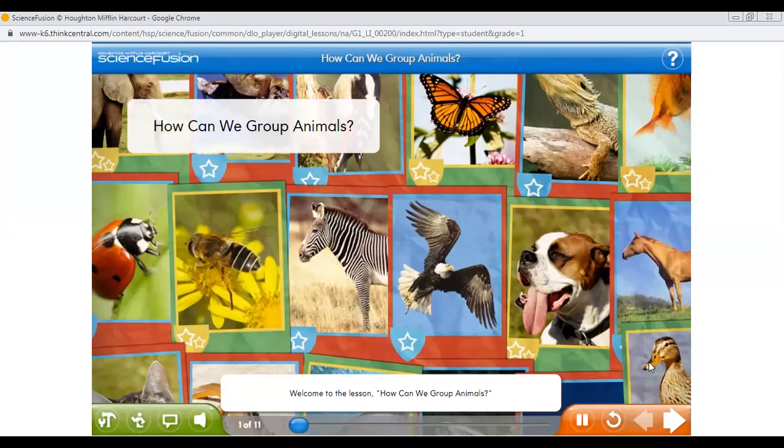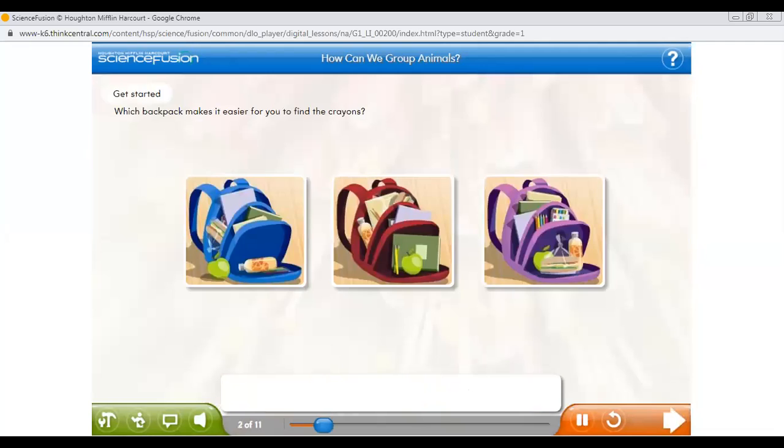Welcome to the lesson, How Can We Group Animals? In this lesson, you'll explore how to sort animals into different groups. You're working on an art project. Your teacher asks you to take out your crayons from your backpack. In which backpack are the objects grouped so it's easy for you to find your crayons? Click the correct answer.